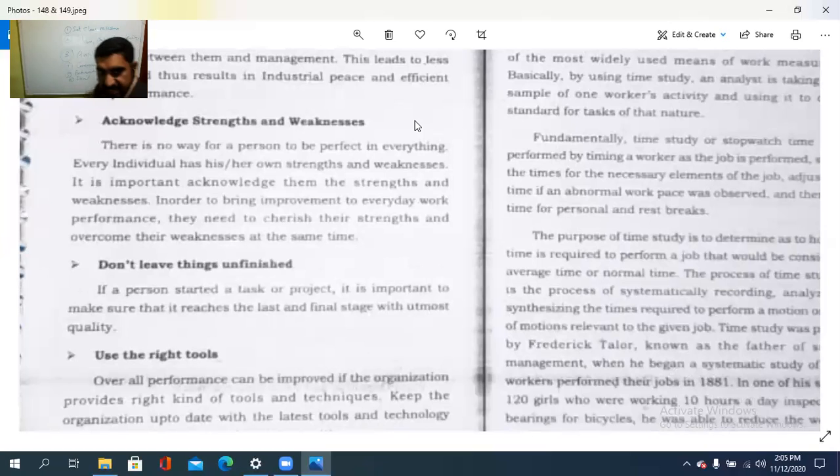If a person started a task or a project, it is important to make sure that it reaches the last or the final stage with the utmost quality.